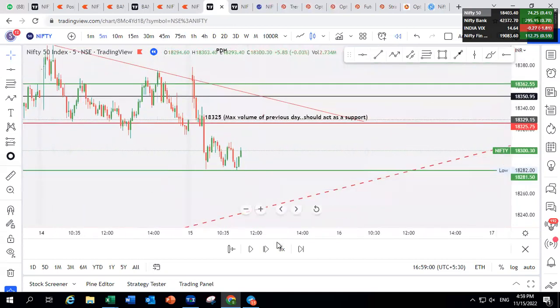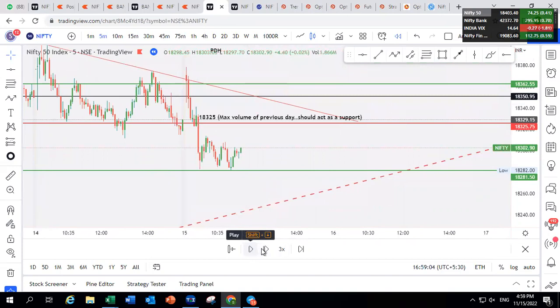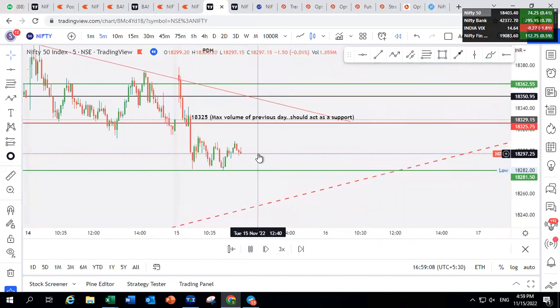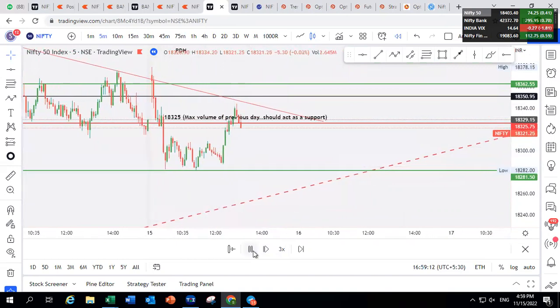So it took support. Then after that, 1, 2, and then I play the market now. So the market came down, took support. Now stop. What happened? Here, what happened? It came and broke 18,325.